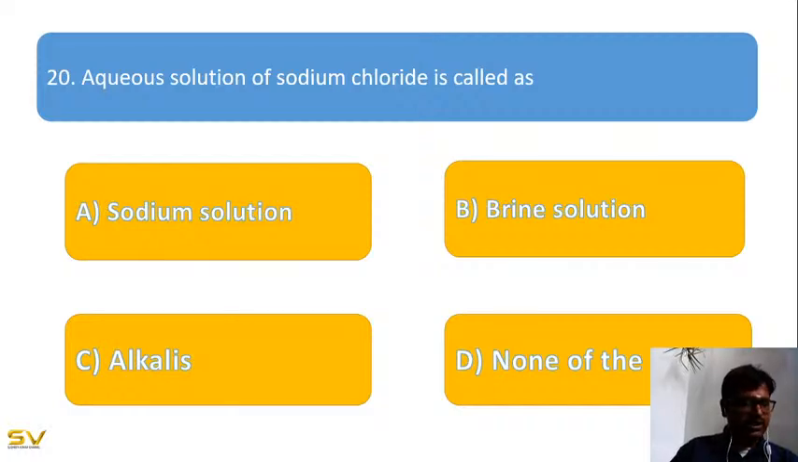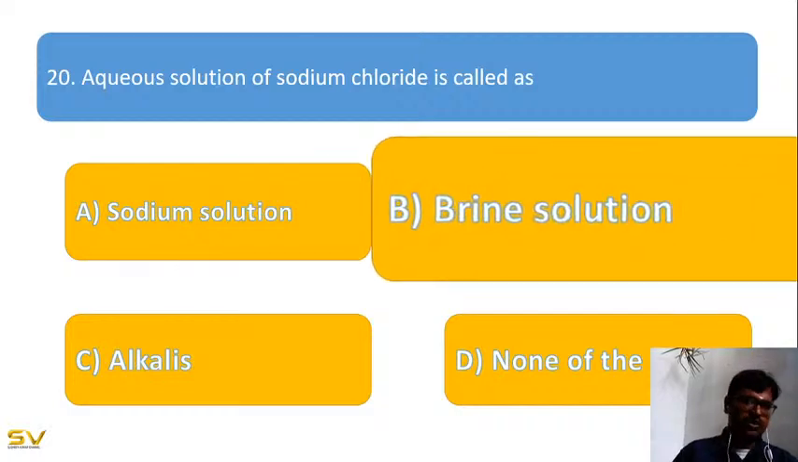Yes, I'm revealing the answer. It's nothing but brine solution. So the aqueous solution of sodium chloride is called a brine solution. So option B is correct. On passing electricity through brine solution, we get sodium hydroxide, chlorine and hydrogen. This process is called the chlor-alkali process.